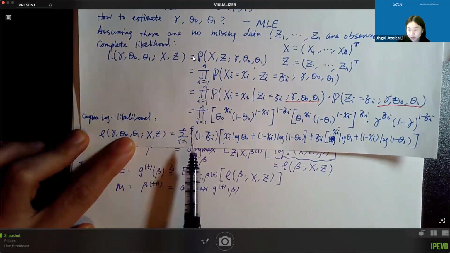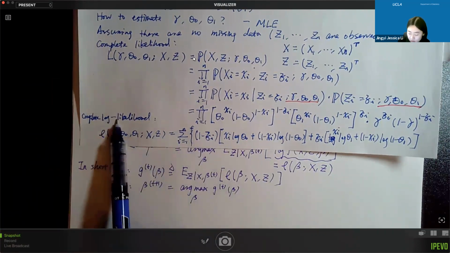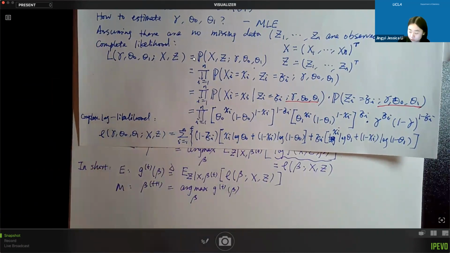So that simplifies the thing. To compute the expectation of the complete log likelihood, you just need expectation for Zi, and that solves the problem. And then you can replace the actual Zi by the expected Zi. And that's why we have that special form of EM algorithm in our previous example and in your homework. Does that make sense to you?